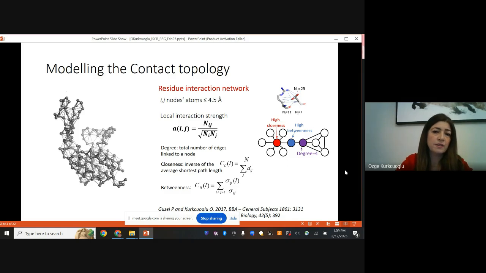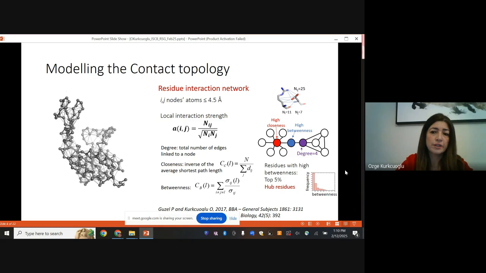Degree is simply the number of neighbors of a node, and the closeness shows the topological effect of one node over the other nodes. And we are particularly interested in the nodes with high betweenness values, because these are the nodes that are frequently visited by the shortest paths spanning the entire network. So they have a high capacity to send and receive information throughout the network and between distant sites.